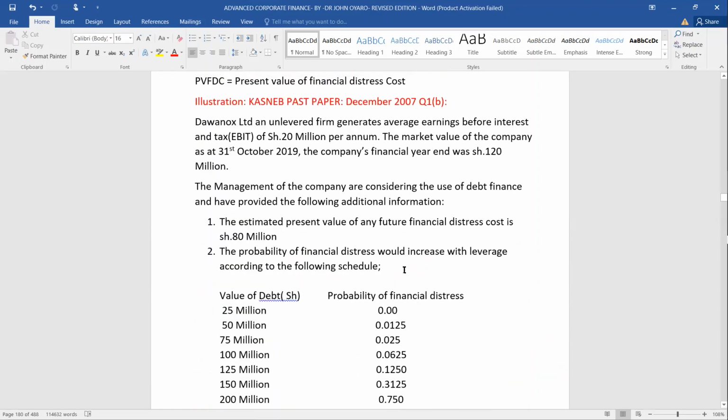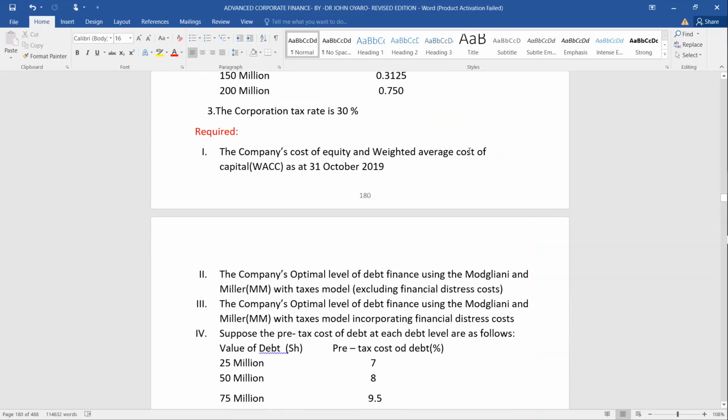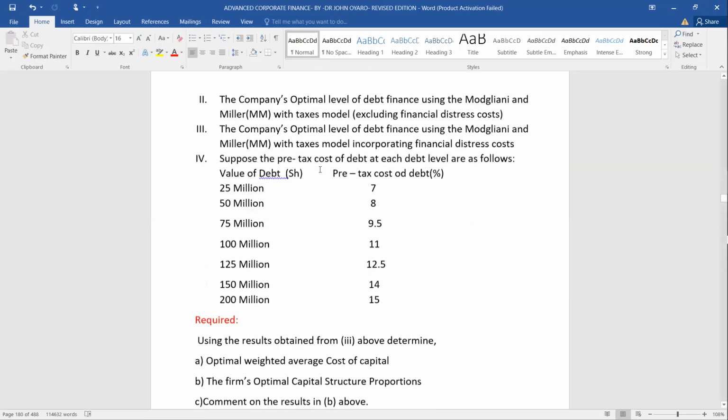Now, as at 31st October 2019, it's very clear the company is unlevered, and the market value of that company on that date is 120 million. So when the examiner asks for cost of equity and weighted average cost of capital, they cannot be different. I think it's trying to test whether you appreciate that concept. If a company is unlevered, the cost of equity is the weighted average cost of capital. Ideally, for an unlevered firm, the cost of equity is the same as the weighted average cost of capital.